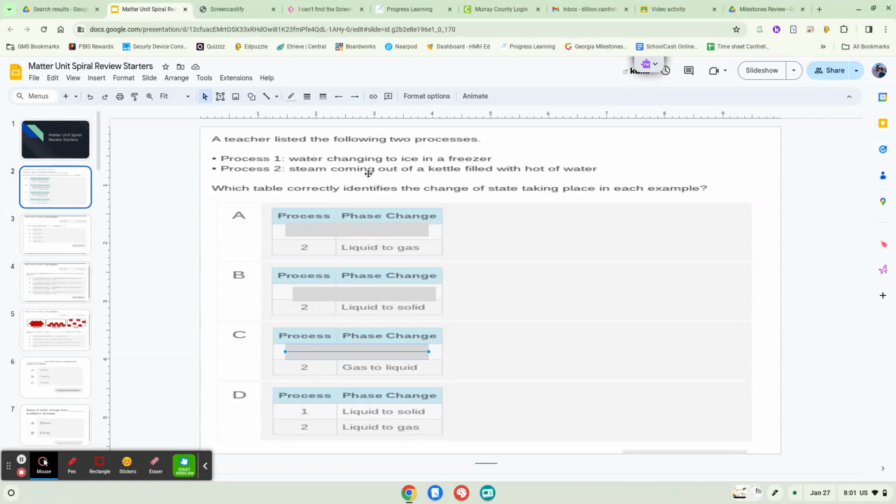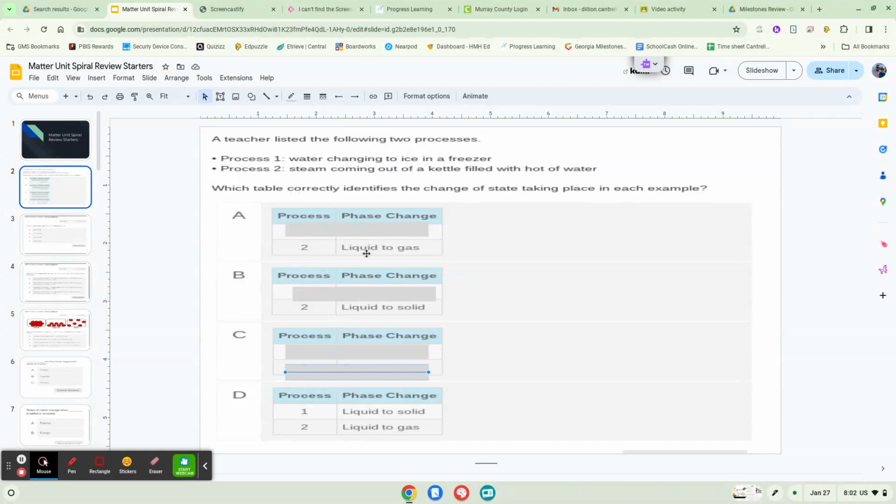Process two says steam coming out of a kettle filled with hot water. So my kettle is filled with hot water. So I know that's going to be a liquid. So I'm starting with liquid. Let's check process two. All of them start with liquid except C. So C is totally eliminated. And a liquid going to steam is liquid going to gas.